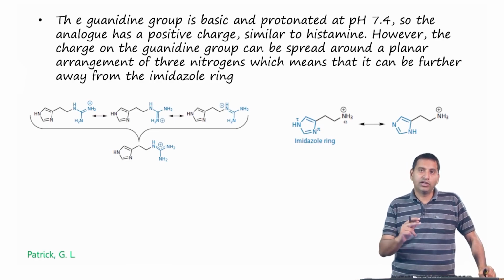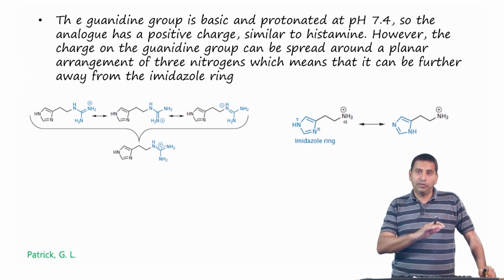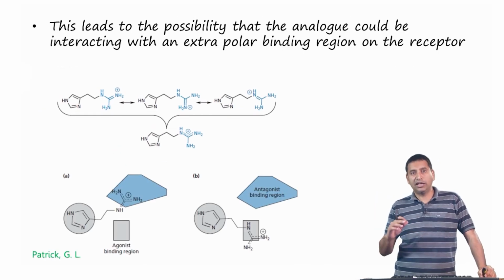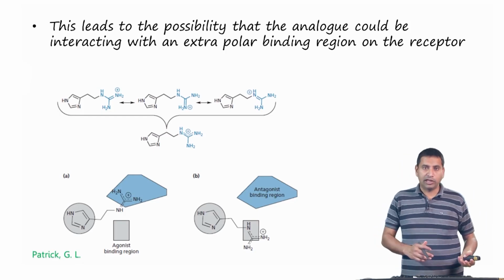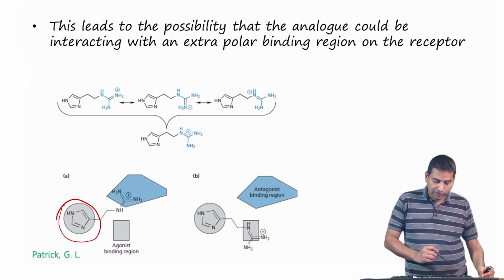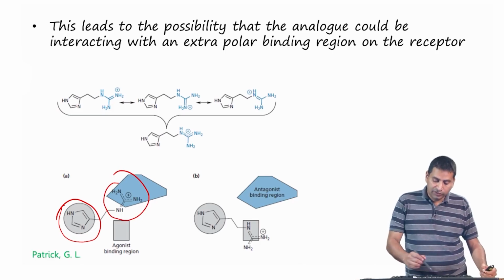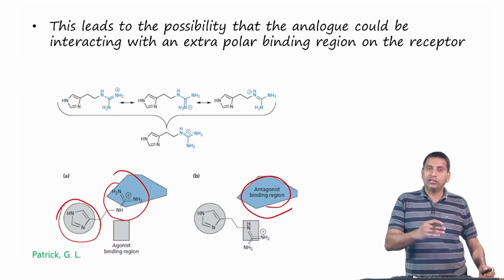However, the charge on the guanidine can be spread around a more planar arrangement of 3 nitrogens, which means that it can be further away from the imidazole ring. This leads to the possibility that the analog could be interacting with an extra polar binding group on the receptor. What was hypothesized is that if you have the receptor which binds to the imidazole ring, in the case of the guanyl group there is an antagonist binding region which can be accessed by it, whereas this region is not accessible to histamine.